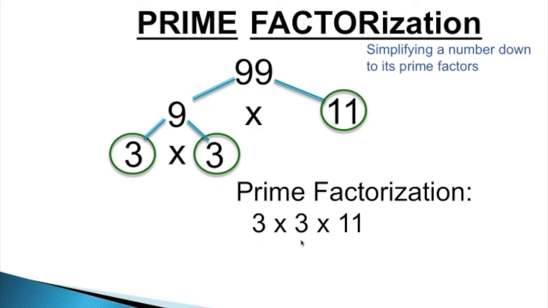But can we rewrite this using exponents? Yeah, because 3 times 3 is actually 3 to the second. So our prime factorization is 3 to the second times 11.